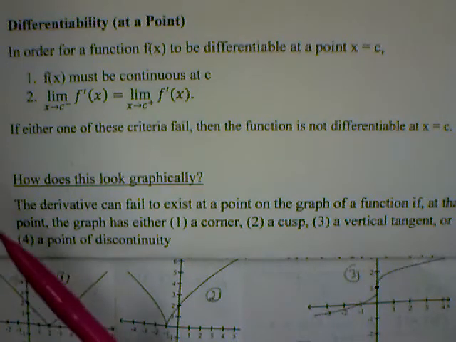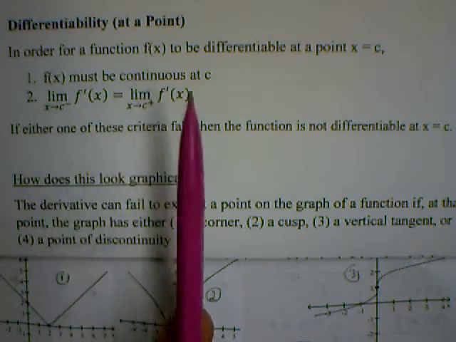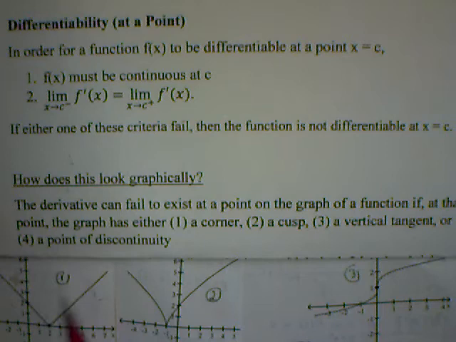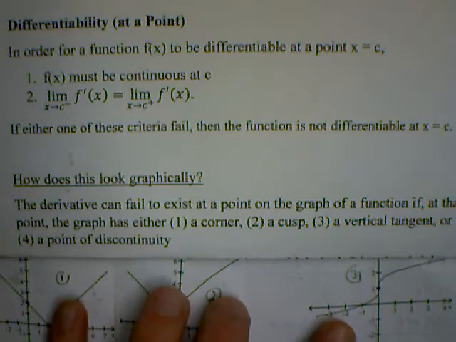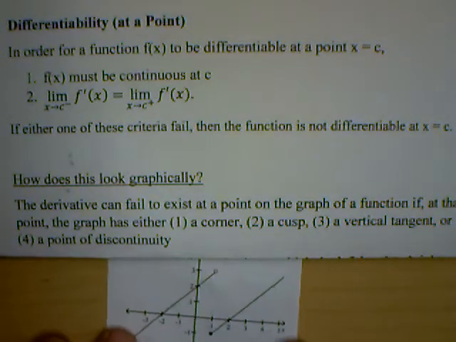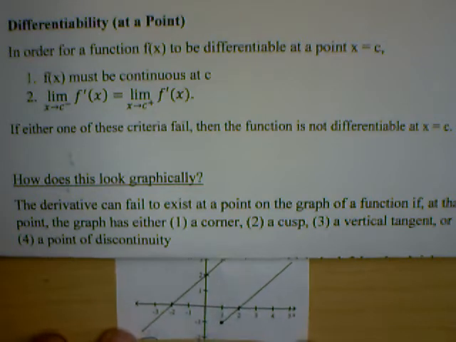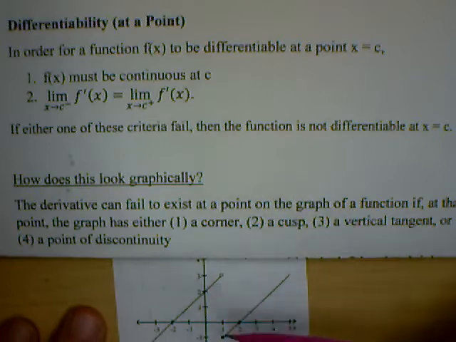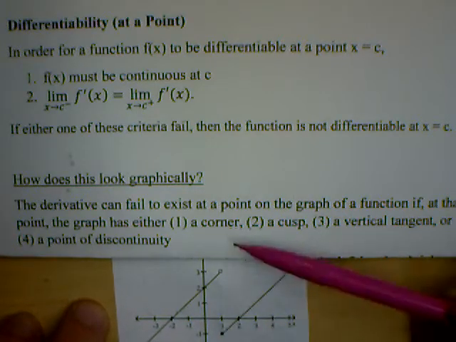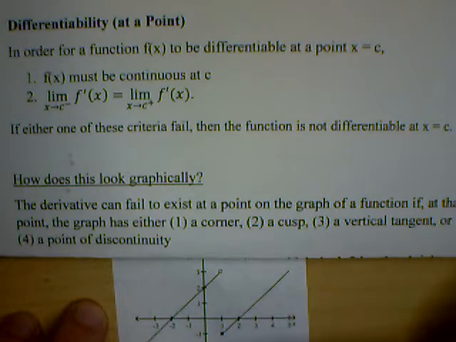So for all three of these, criteria 1 is true. It's continuous at the point we're talking about, but at the corner, the cusp, and where we have the vertical tangent, the left-hand and right-hand derivatives are not equal to each other. We'll see what that looks like in the first example. Now, for the point of discontinuity, for graph 4, we can see at 1 our graph is discontinuous, so it's not differentiable there. So you have 4 ways that this could look graphically.